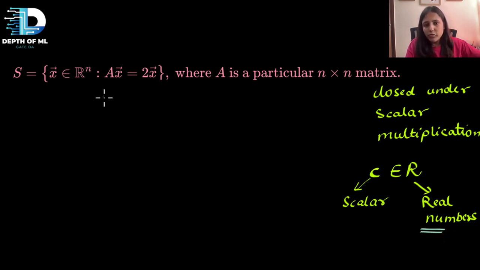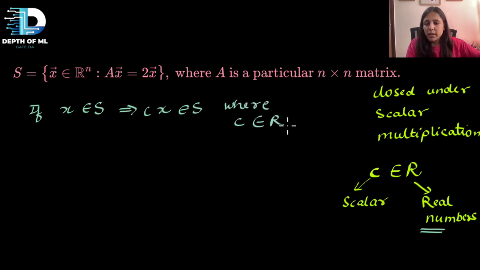So what is the meaning of closed under scalar multiplication? It means that if x belongs to S, then Cx should also belong to S, where C is coming from the real number line. So all the possible scalars that are coming from the real numbers, if I have x as a vector that belongs to this subset S, then any multiple of that vector should also belong to S. Then only we will say that S is closed under scalar multiplication.